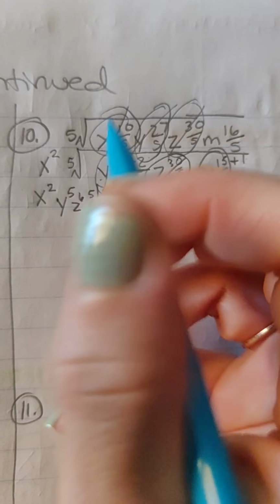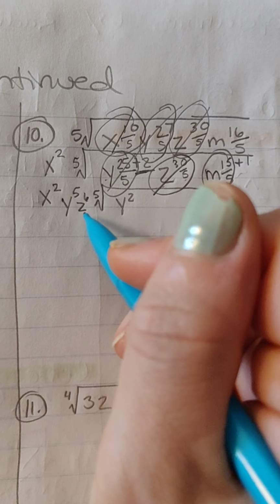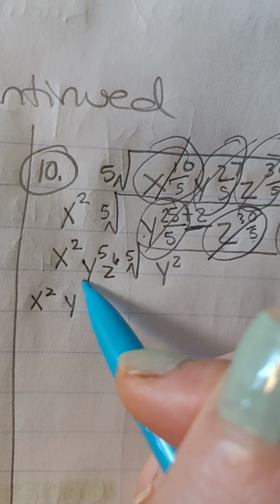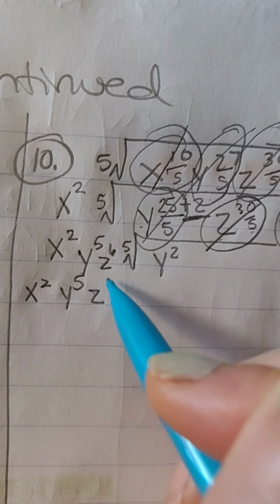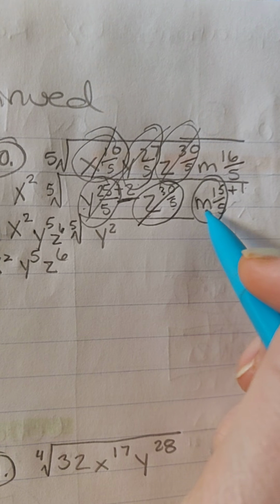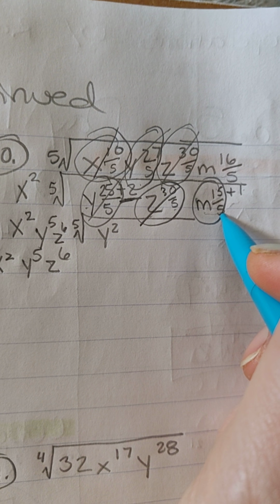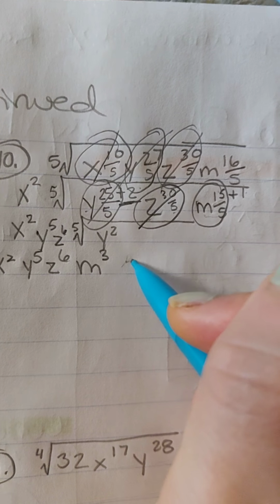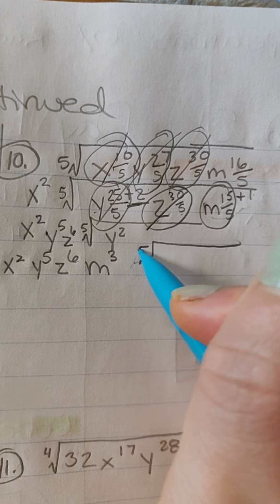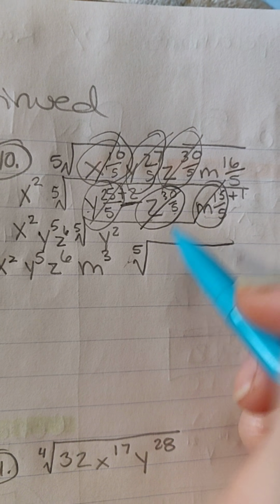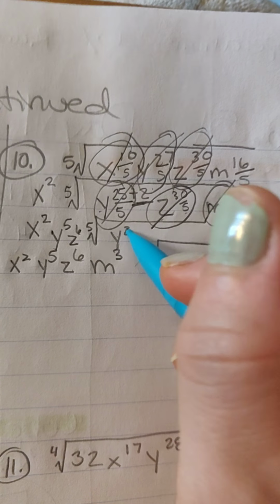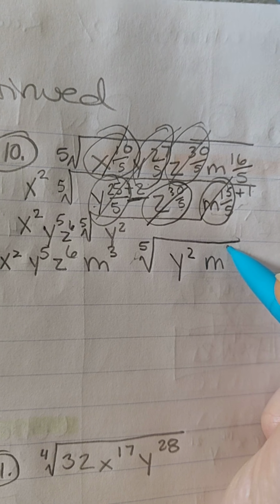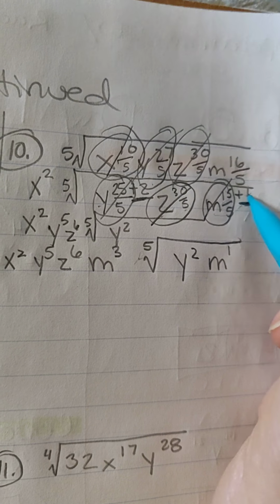I need to rewrite this because I don't have enough room to write that part down here. So I've got x to the 2nd, y to the 5th, z to the 6th, and this one, 15 divided by 5 is 3, so I'm going to have m to the 3rd, and that is the 5th root. That goes away. I had y to the 2nd left under here, and now I have m to the 1st because there's 1 left over here.